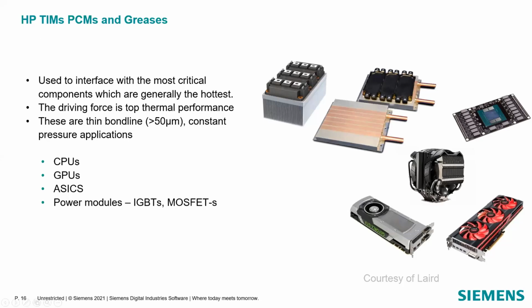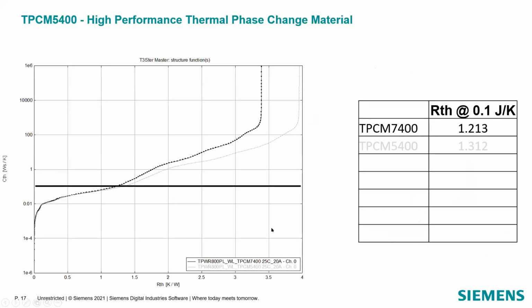First, we started with high performance PCMs, and as Jim explained, these are the materials which are used for the most critical components thermally. So the hottest components, or those which have the highest power densities, you can get them down to a thin bond line thickness, and you can see here all the applications where they are really excelling. We measured two of these materials, TPCM 7400 and 5400. They are both phase change materials. The only difference between them really is the bulk thermal conductivity, the 7400 being a bit more conductive.